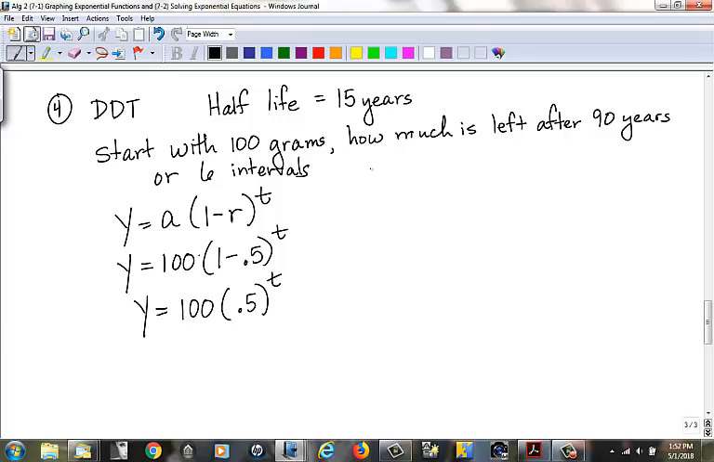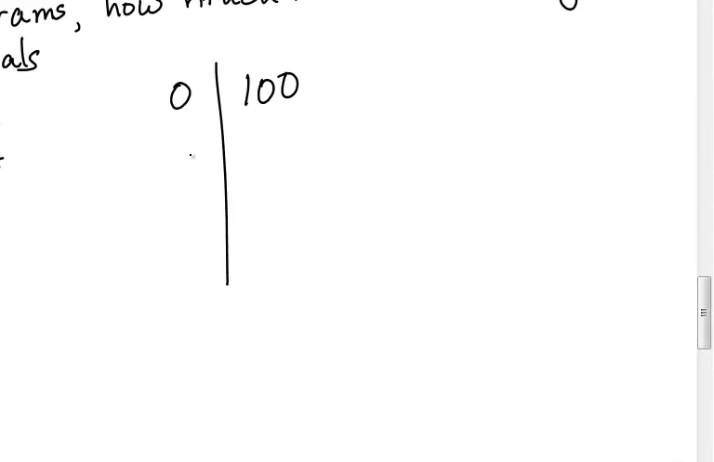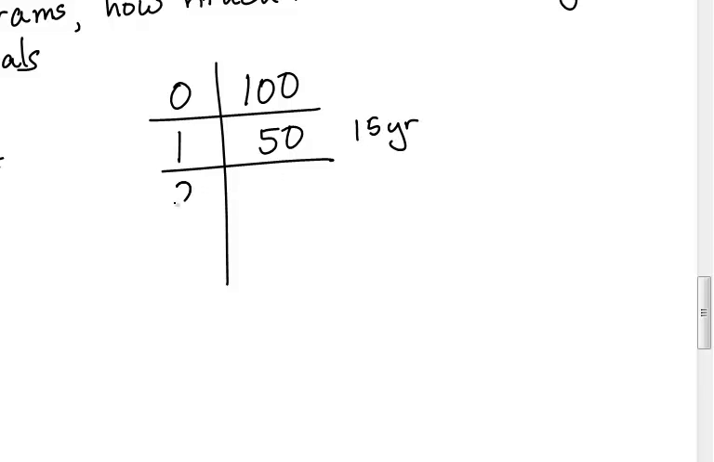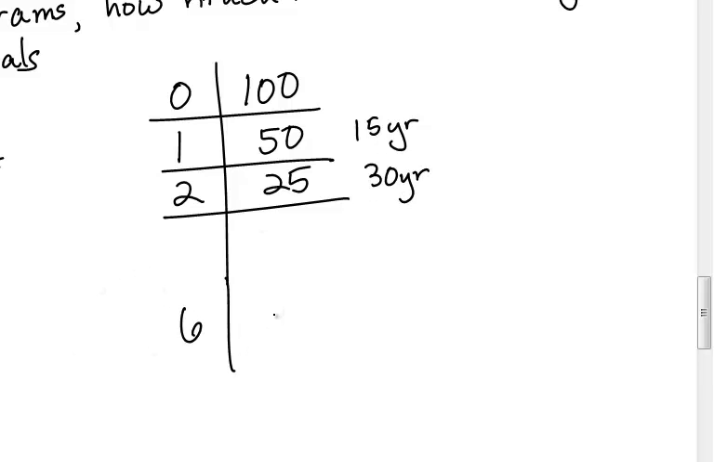Right. So basically, you start at 0, 100 grams. At 1 interval, you'd be down to 50 grams, and 1 interval is 15 years. So this would be 15 years later. 2 intervals, 30 years later, you still have 25 grams. And at 6 intervals or 90 years later, you have, what did I say? 1.6 grams still left. Okay, that's why pesticides are a concern.